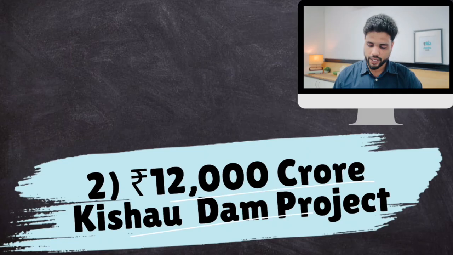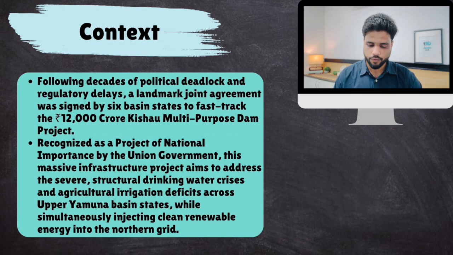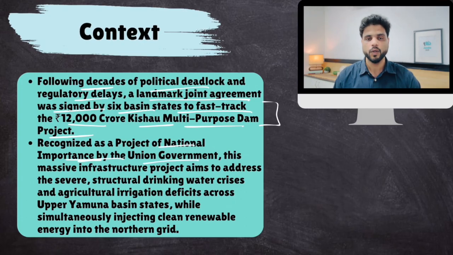So 12,000 crore Kishau Dam project. Following decades of political deadlock and regulatory delays, a landmark joint agreement was signed by 6 basin states to fast-track the 12,000 crore Kishau multi-purpose dam project. Now this project is important because it is recognized as a project of national importance by the union government. Okay, and it is being constructed in Upper Yamuna Basin.